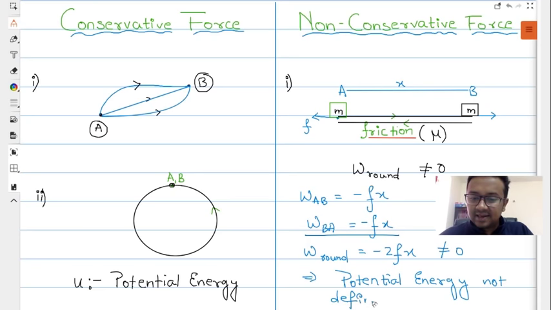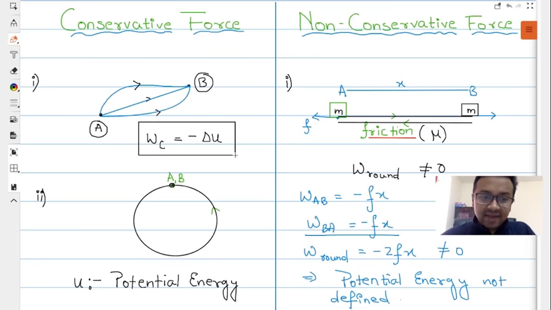Here I would like to state one important formula: the work done by a conservative force is equal to the negative of the change in potential energy. My dear students, this is a very, very important formula. So that is the basics of conservative and non-conservative forces.